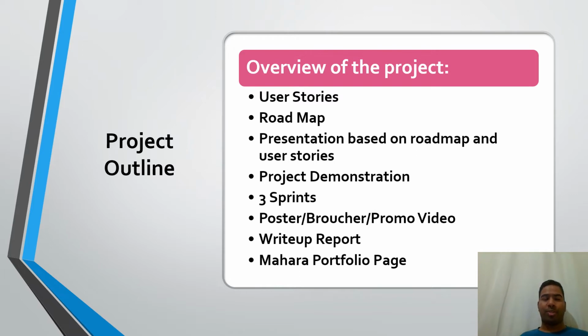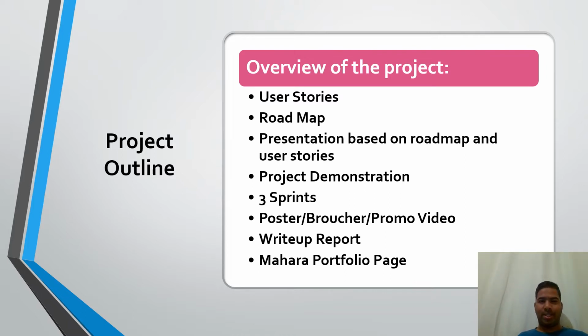The overview of the project, which means the project outline. We started from user stories and then the roadmap presentation, and based on the roadmap and user stories, the project demonstration. We did 3 sprints, with one sprint submission every 4 weeks, and then we made a poster, brochure, and promo video for the project. The final was the write-up report and the individual Mahara portfolio page based on the work we did in our write-up report.